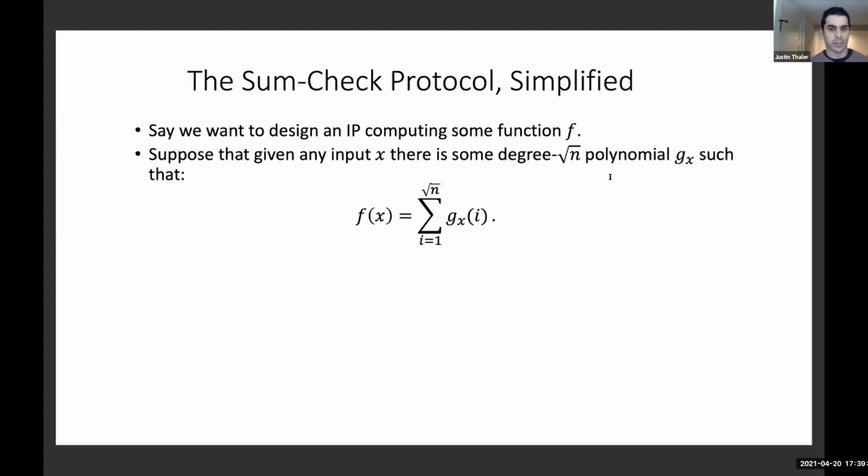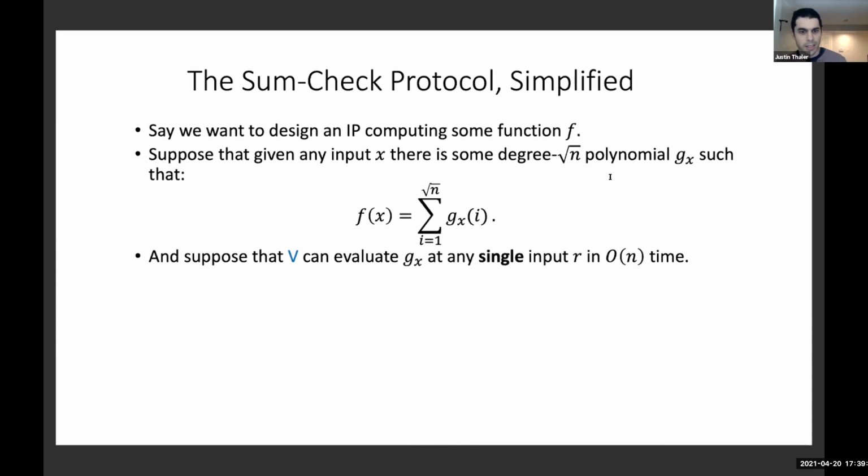So this is some kind of succinct way of specifying F's evaluation on any input X. The second assumption I want to make is that anyone can evaluate G sub X very quickly at a single point. Given X as input, it might be very hard for the verifier to explicitly compute G sub X, like to compute all of its coefficients. That might be too much work for the verifier. But what the verifier can do efficiently is evaluate G sub X at just a single randomly chosen point very quickly. So these are my two assumptions about F.